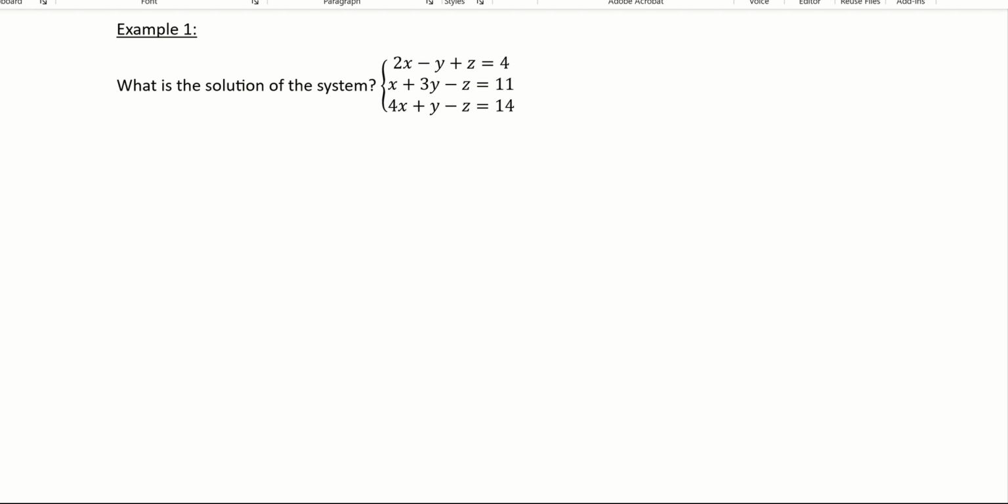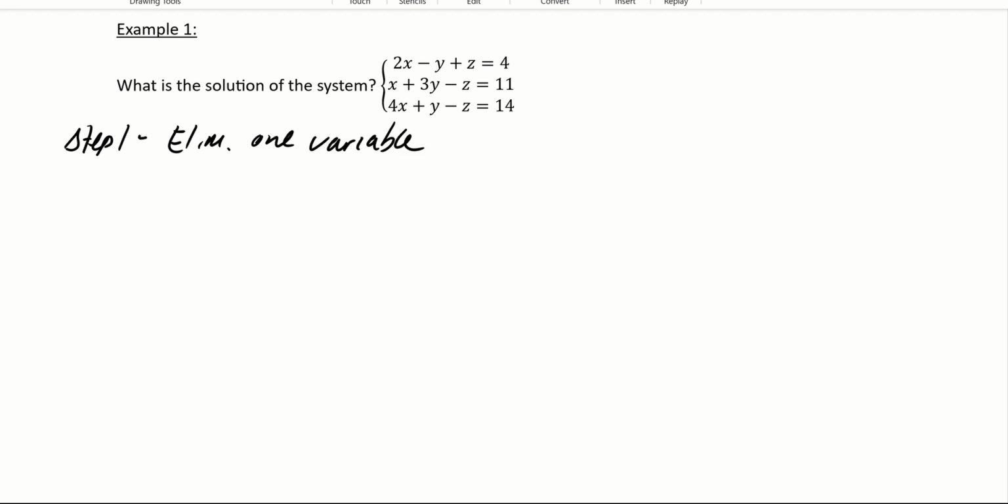All right, 3.5 is looking at solving systems with 3 variables. And so we're going to do this in like a 3-step process. Step 1 is going to be eliminate one of the variables. And we have to use all 3 equations, but we can't use all 3 equations at once.